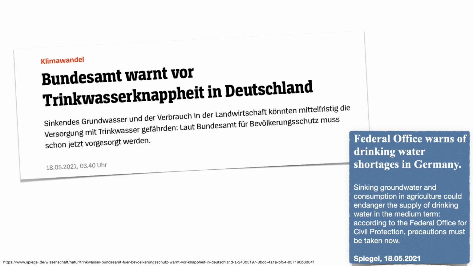The Federal Office of Civil Protection warns of drinking water shortage in Germany. Falling groundwater and consumption in agriculture could endanger the supply of drinking water in the medium term.